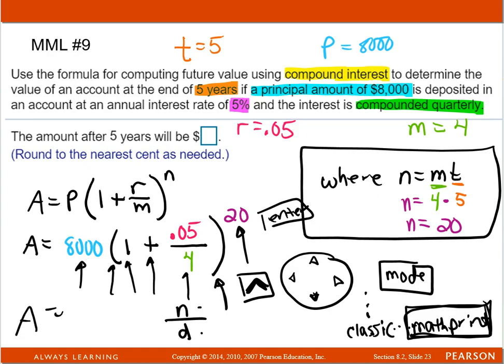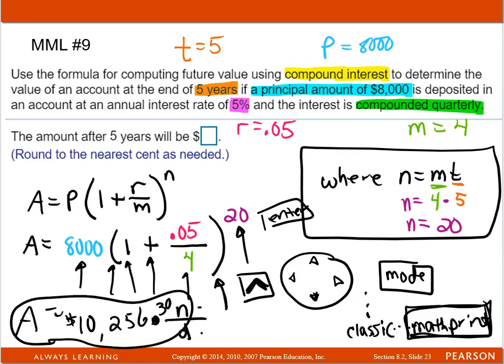And it does say rounding to the nearest cent is needed. So it will be $10,256.30. So there you go. And that is number 9.